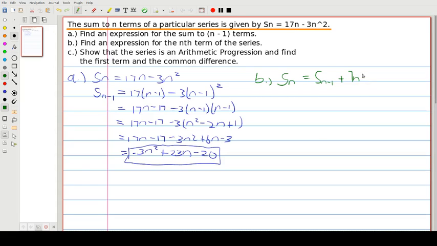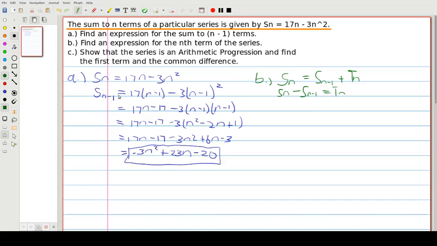The sum before plus the nth term gives us a sum to n terms, and that makes complete sense. So all we do is plug this in and solve for Tn. Let's get Tn by itself first. We bring the Sn minus 1 over, so Sn minus Sn minus 1 equals Tn.